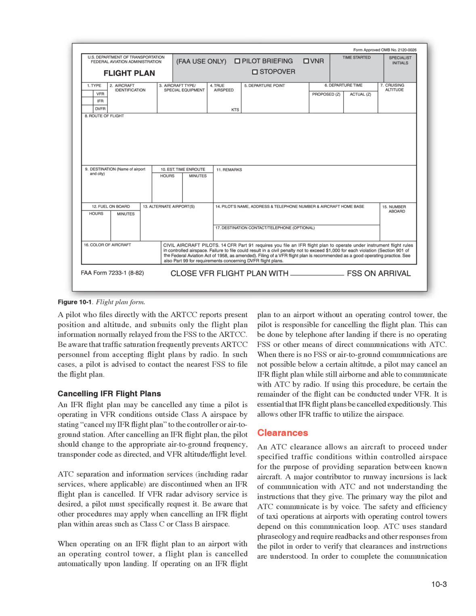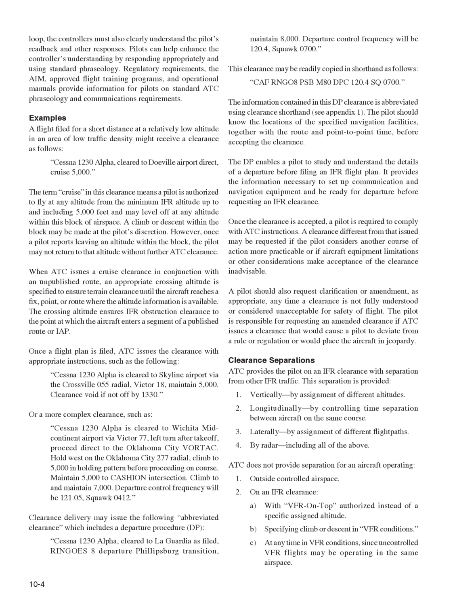A major contributor to runway incursions is lack of communication with ATC and not understanding the instructions that they give. The primary way the pilot and ATC communicate is by voice. The safety and efficiency of taxi operations at airports with operating control towers depend on this communication loop. ATC uses standard phraseology and requires readbacks and other responses from the pilot in order to verify that clearances and instructions are understood. In order to complete the communication loop, the controllers must also clearly understand the pilot's readback and other responses. Pilots can help enhance the controller's understanding by responding appropriately and using standard phraseology.